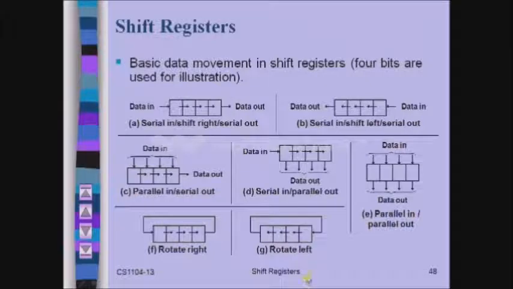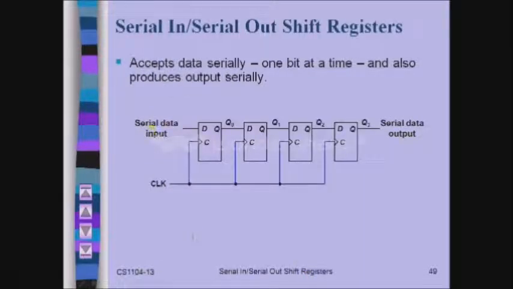Okay, now let us see all these designs with the help of flip-flops. So initially we'll go with the serial in, serial out shift register. So it would be accepting the data serially, 1 bit at a time, as we know, and also produces output serially. Okay, so here the same clock is given to all these flip-flops, therefore they are called synchronous flip-flops. Okay, and serial data goes in to this D flip-flop, and the outputs are Q0, Q1, Q2 and Q3. So here Q3 is the MSB.